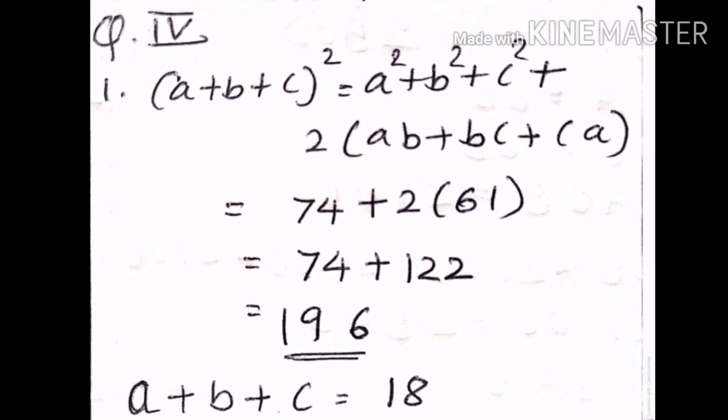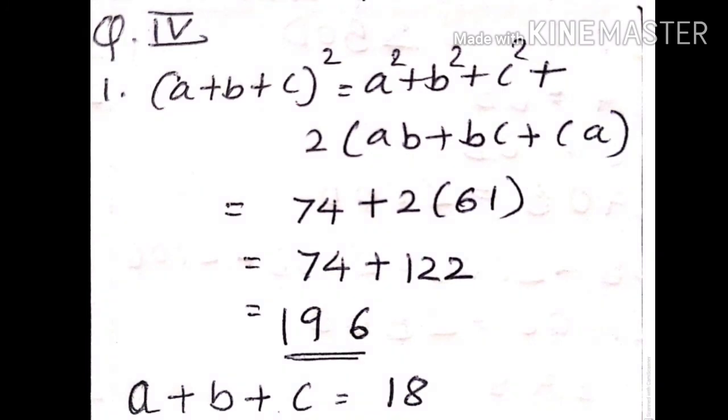Now place the values they have given: 74 plus 2 into 61. So 74 plus 122 is 196, and taking square root on both the sides we have our answer, a plus b plus c is equal to 18, which is our required value they ask for.